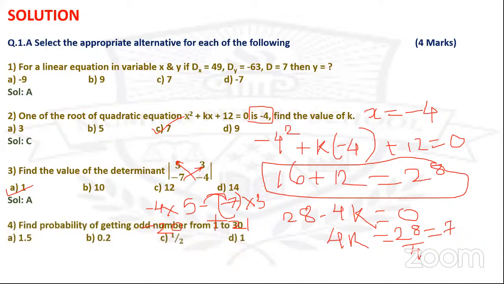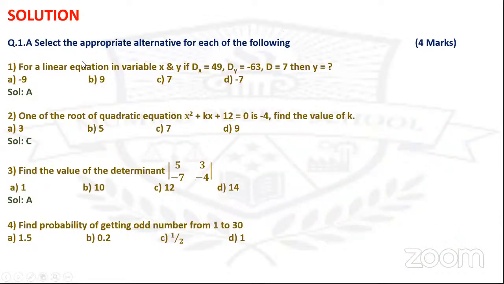The next question, find the probability of getting an odd number from 1 to 30. Now here always remember one thing, the value of probability. Understand? Check, the value of probability does not exceed 1.